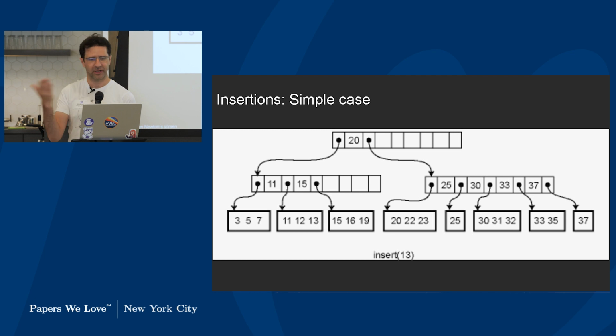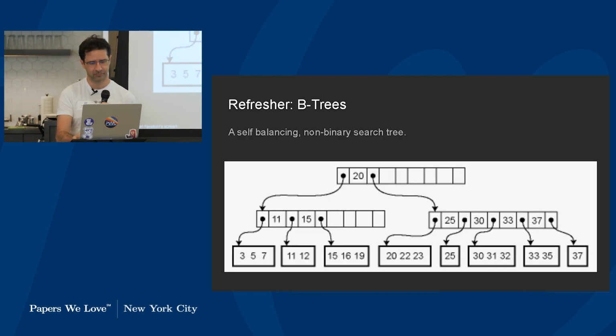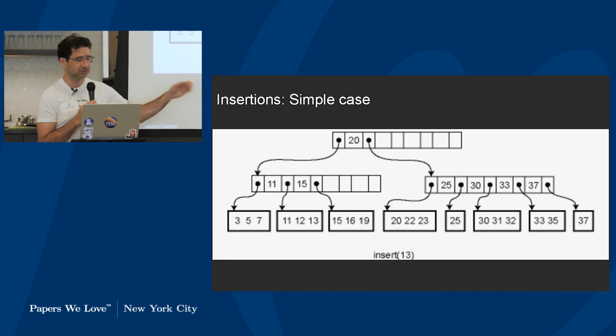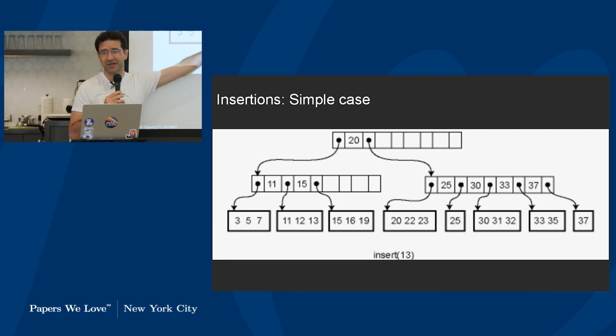To delete, okay, so example. In this case, you're looking at the old tree here, except in this node, starting off, you have 11 and 12. So the simple case, we're inserting 13. There's room, so it goes right here. That's it.